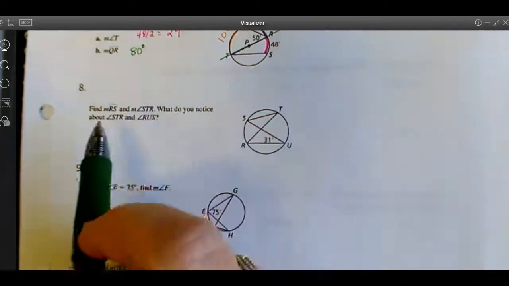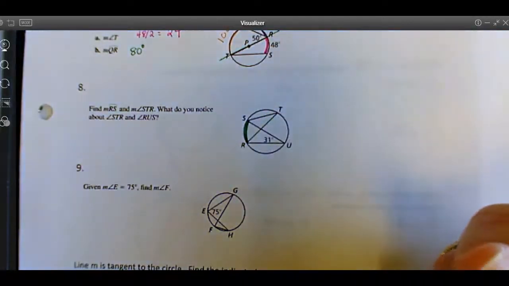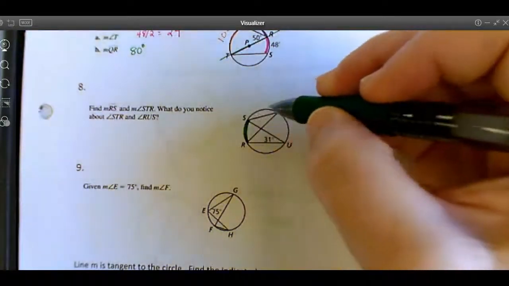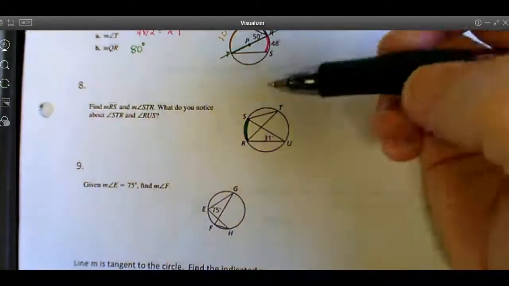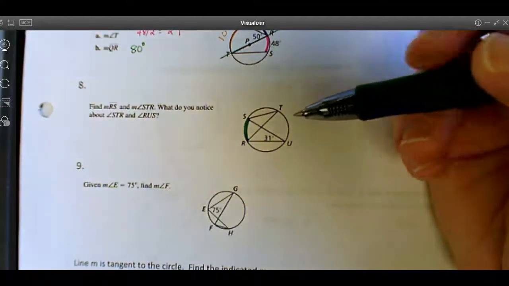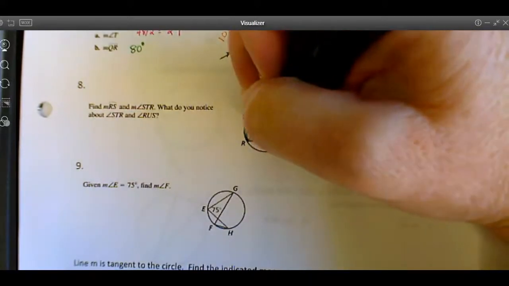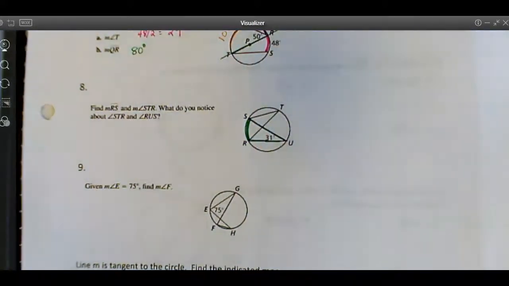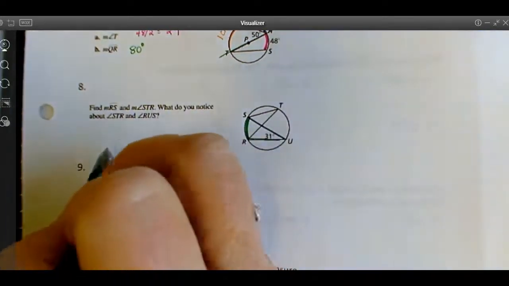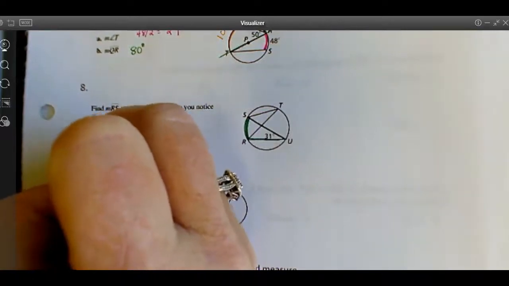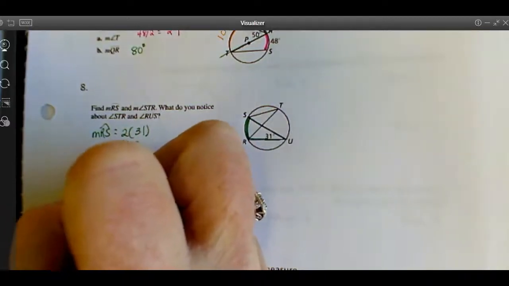Okay, so there's 2 arcs that it's asking me to find. It's asking me to find RS, and then it's also asking me to find STR. So let's find RS first. There's a couple ways that you can find RS, but notice that there is an angle across from RS right there. So since that angle's across from it and that's 31, then for me to get RS, I can take 2 times 31 and get 62.